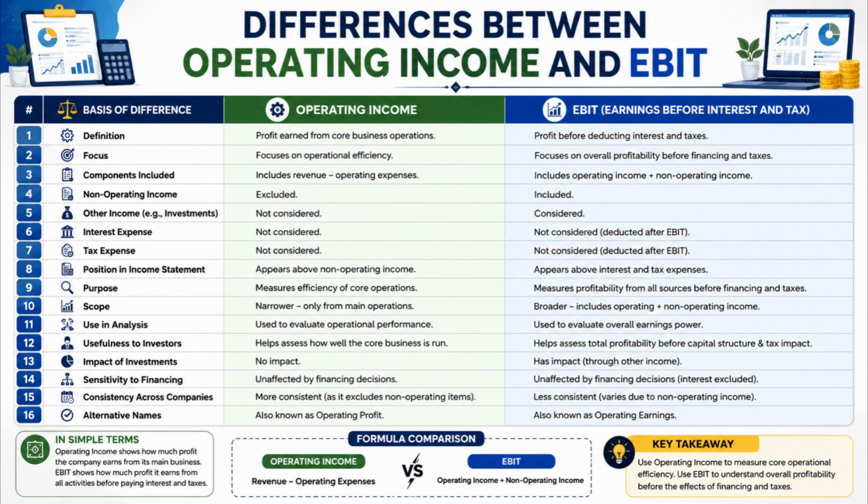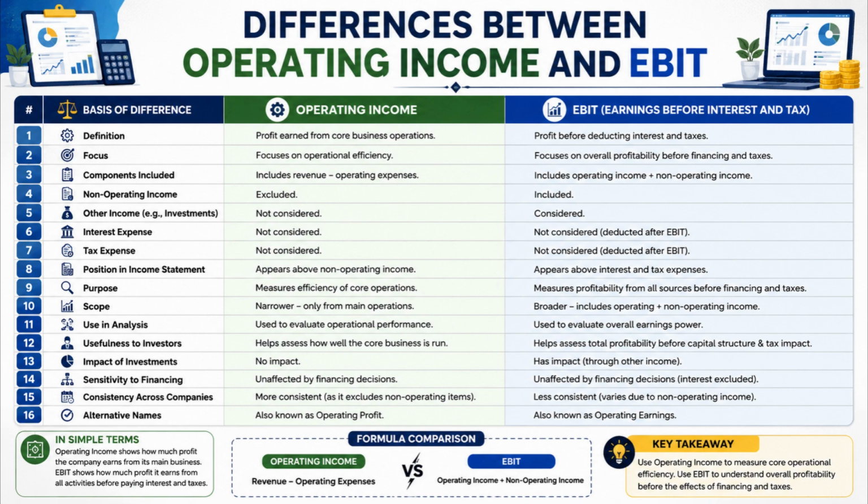Number 12. Operating income helps investors understand how efficiently the business is managed, whereas EBIT helps investors evaluate profitability before capital structure and taxation effects. Number 13. Operating income is generally unaffected by investment income, whereas EBIT can be influenced by investment-related earnings.